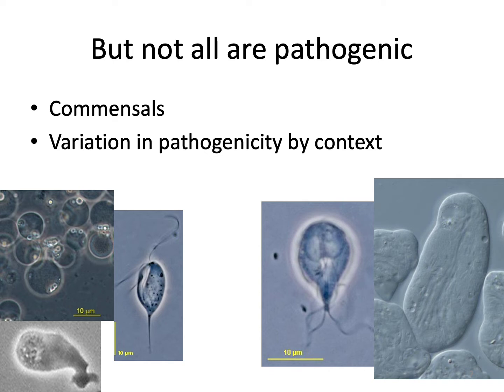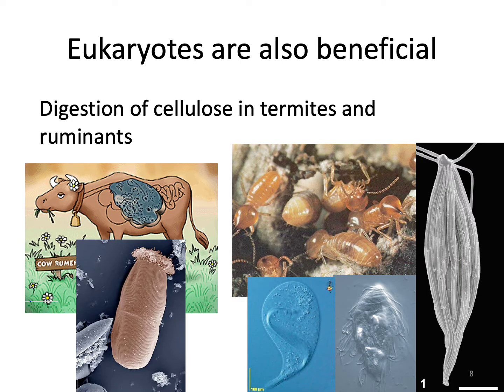Some are commensal, and there's variation in pathogenicity according to the context of the human gut ecosystem, as well as the context of other aspects of the intestinal environment. There are certainly many examples of eukaryotes that are beneficial. One of the best known in mammals is in ruminants and in termites. Eukaryotes help digest cellulose and so make a new aspect of diet available to these organisms.